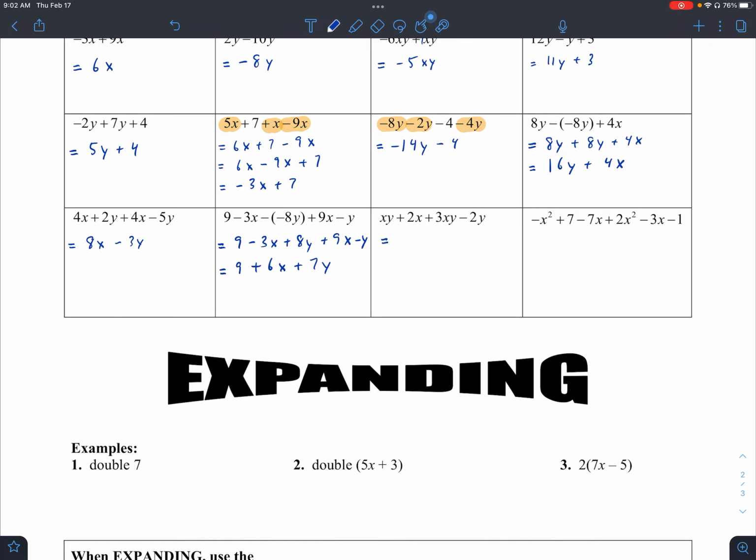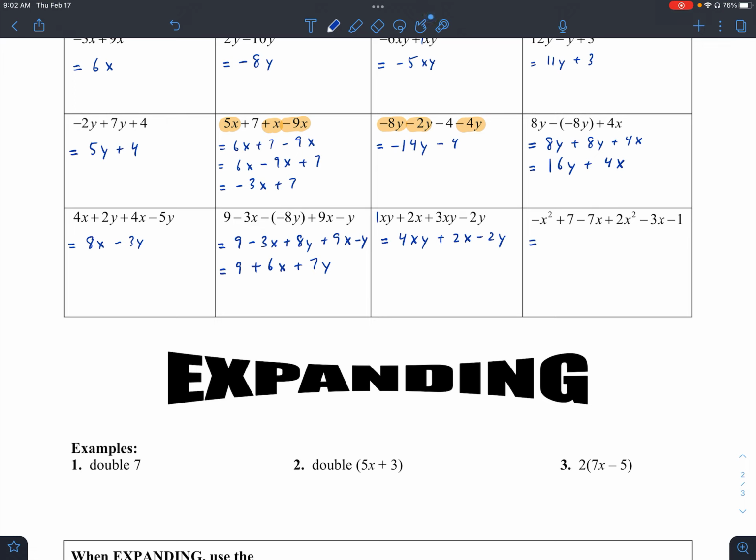Okay, so xy plus 2x plus 3xy minus 2y. So we can collect the 1xy and the 3xy to get 4xy. And then the 2x we just write, plus 2x, and then minus 2y. We can't collect those because they have different variables.